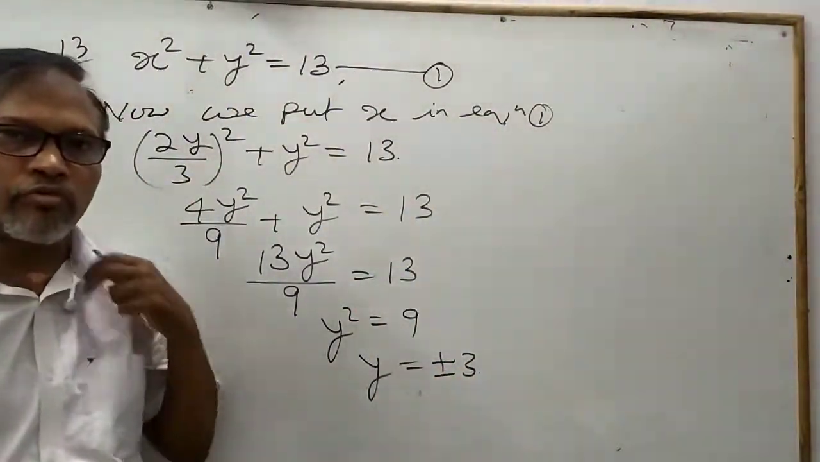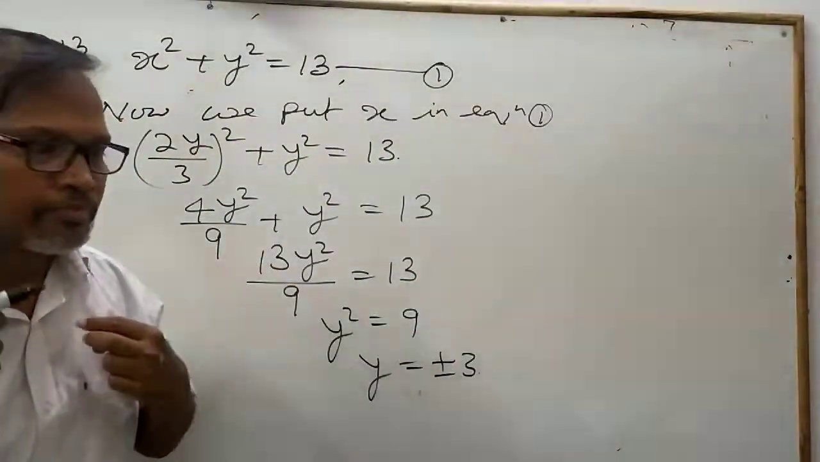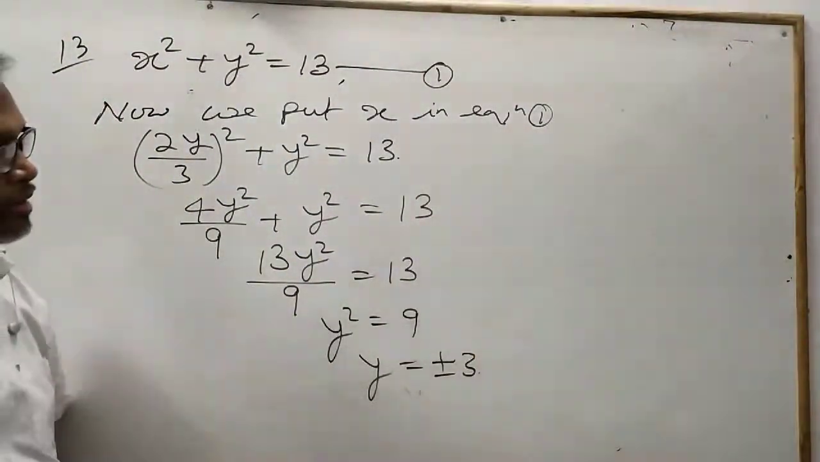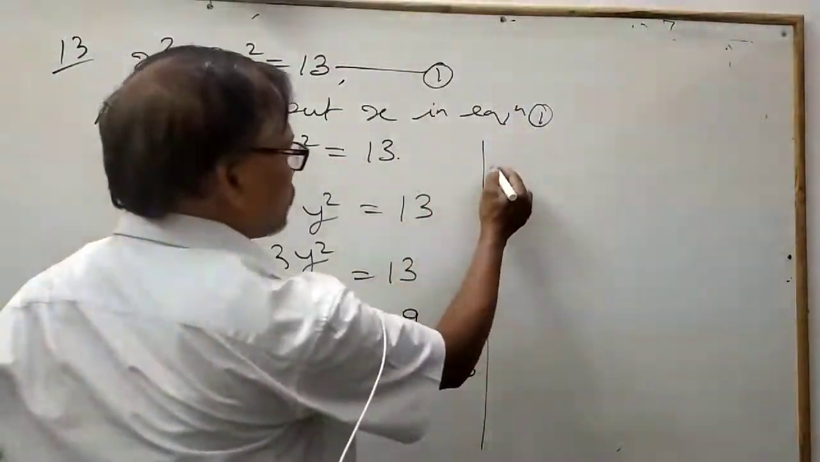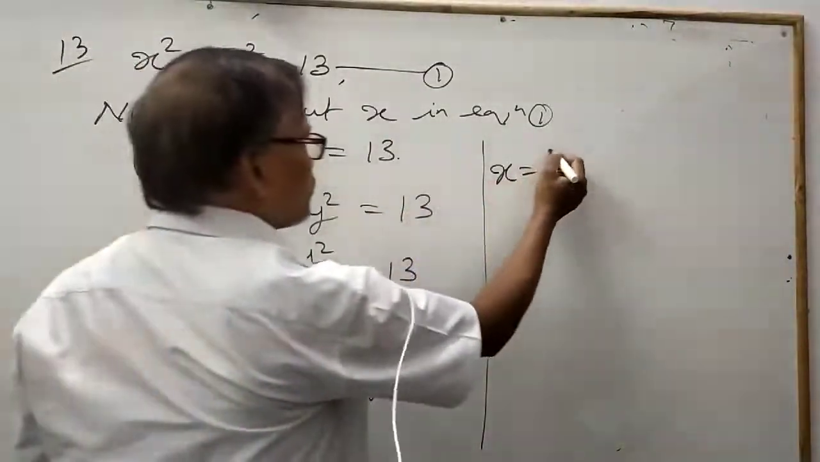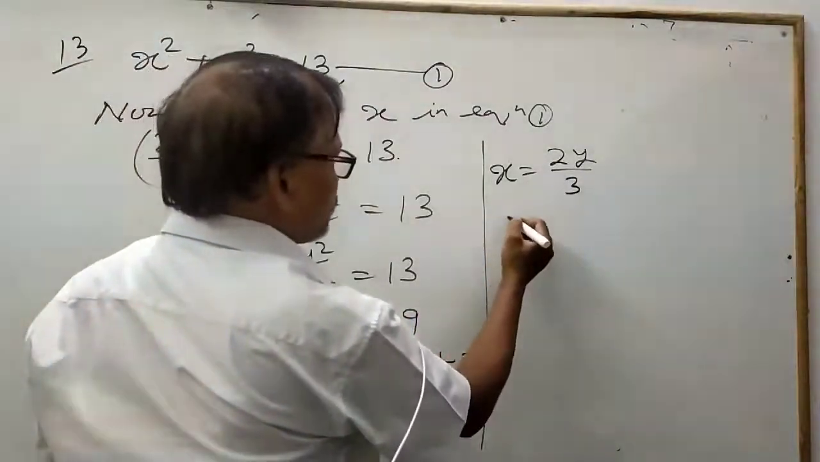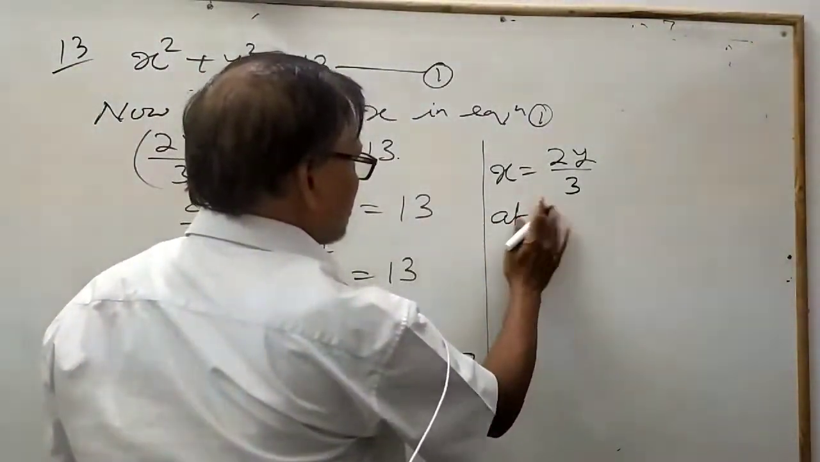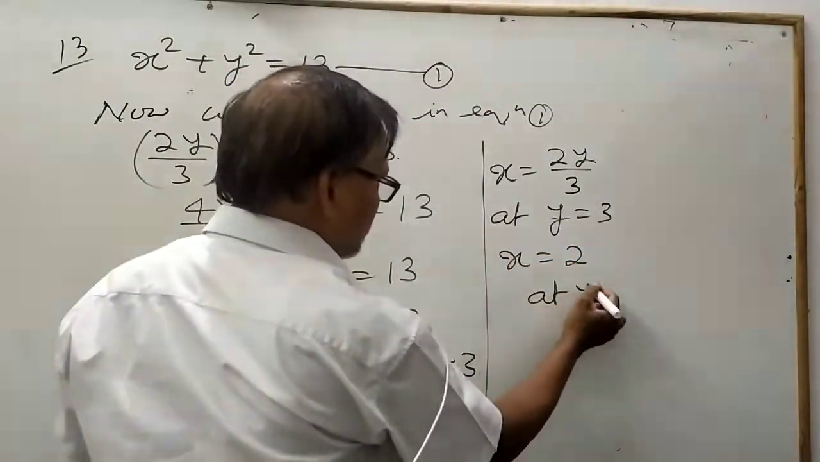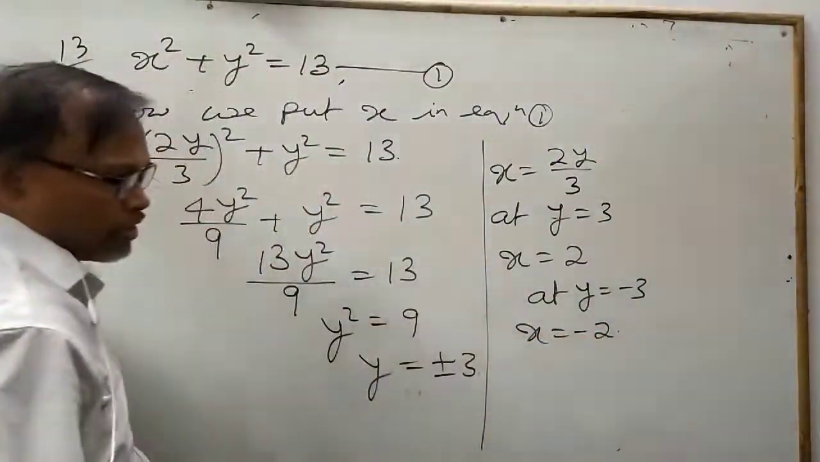After taking the under root, you can find the value of x. From where? The value of x, as you know, is 2y by 3. So in this we put the value of y as 3 and minus 3. So at y is equal to 3, x is equal to 2. At y is equal to minus 3, x will be minus 2. So these will be the points.